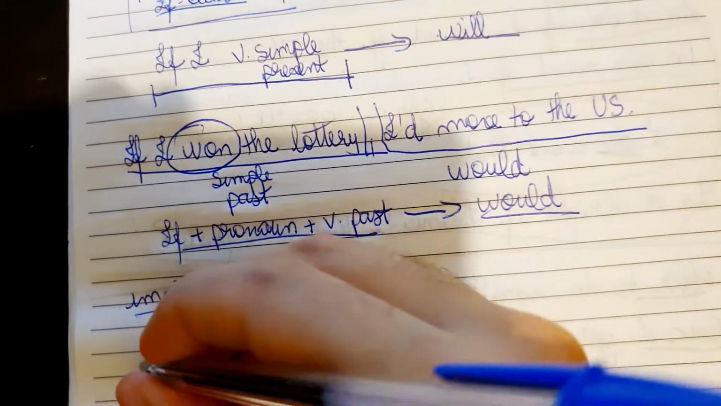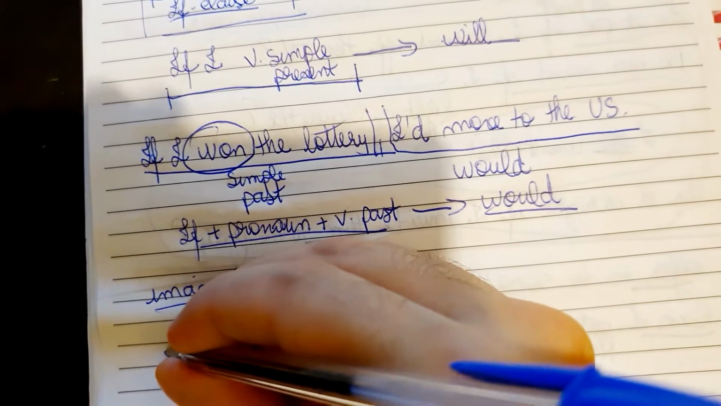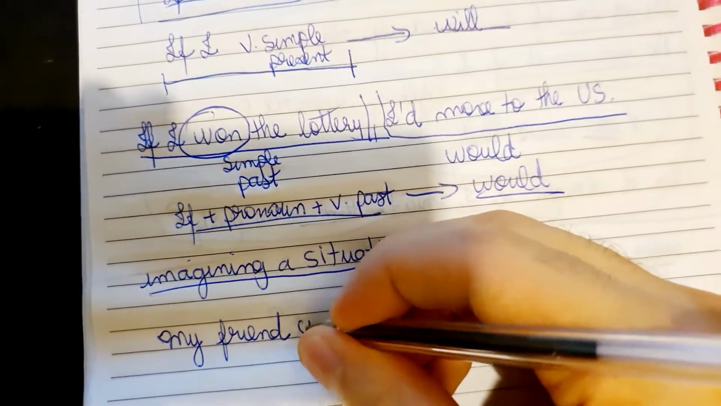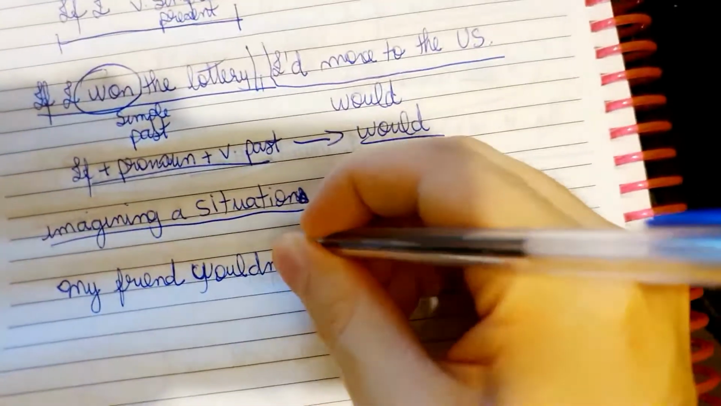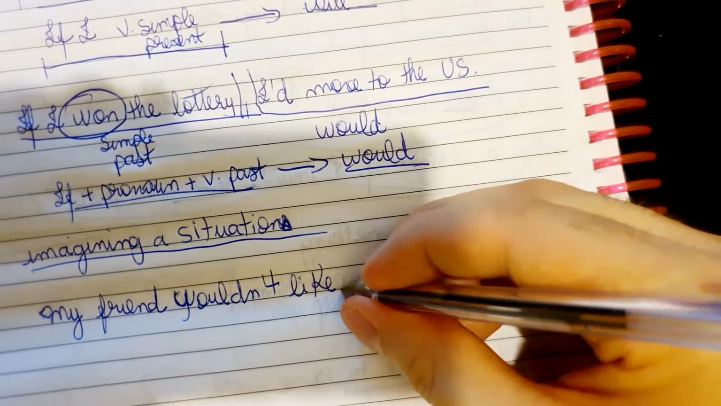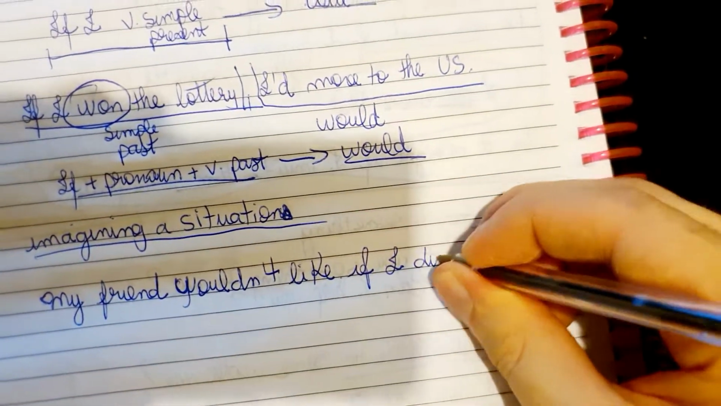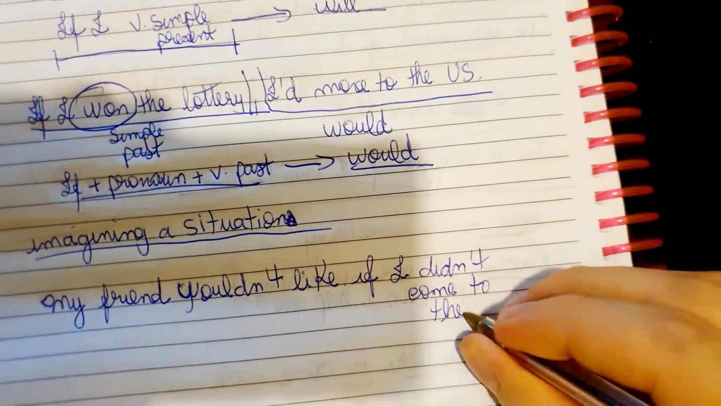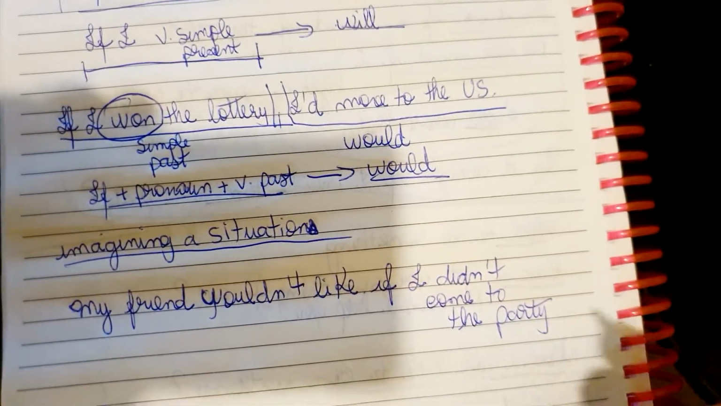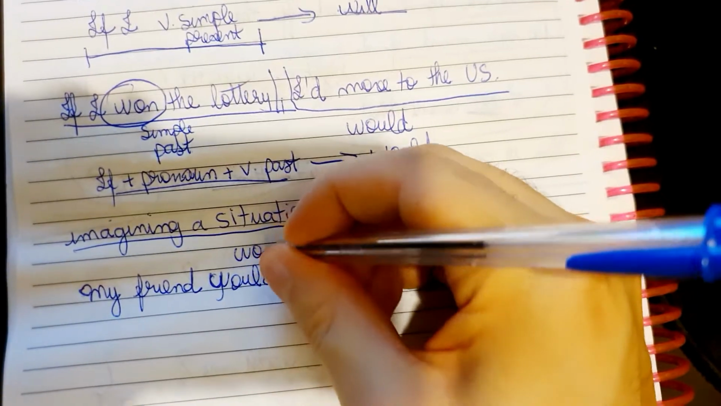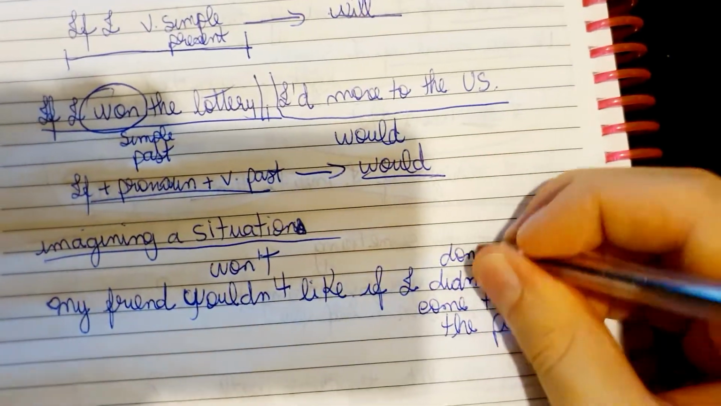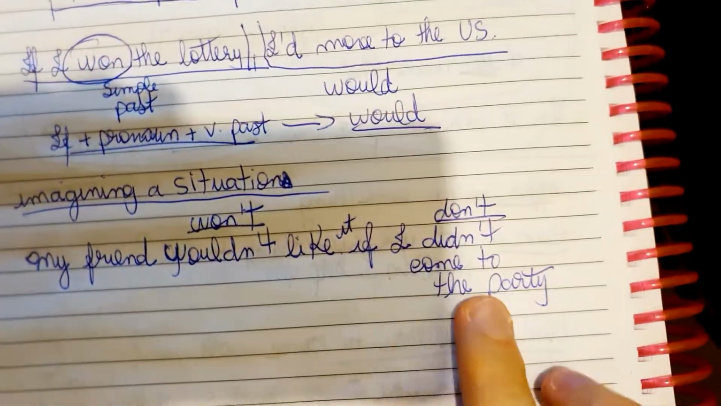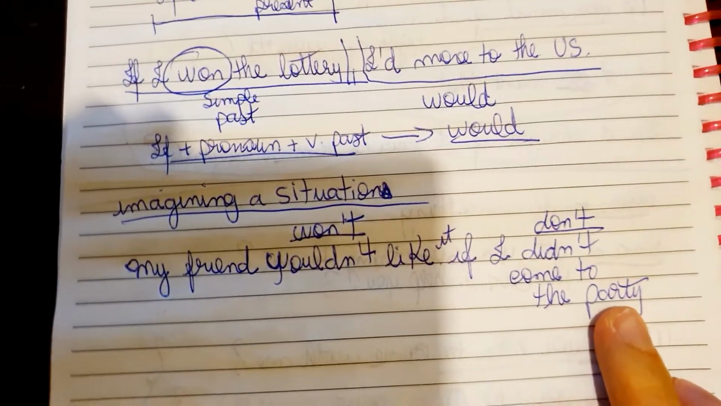For example, my friend wouldn't like it if I didn't come to the party. Or my friend won't like it if I don't come to the party. So pay attention. My friend wouldn't like it if I didn't come to the party, because my friend was already expecting me to be at the party.